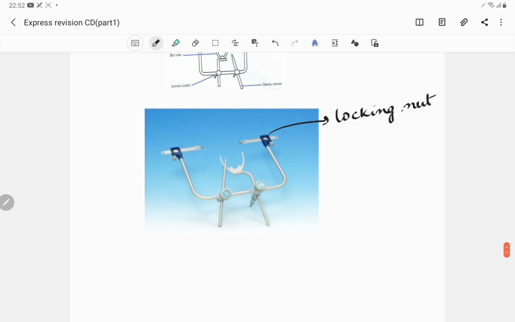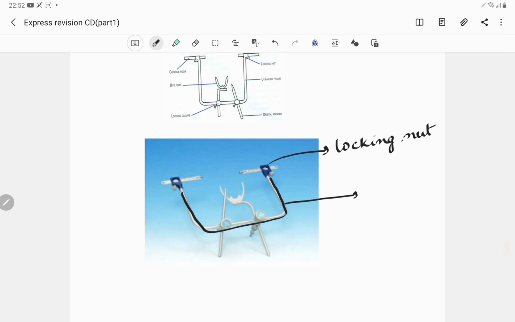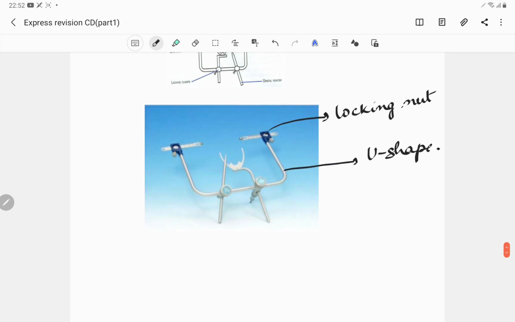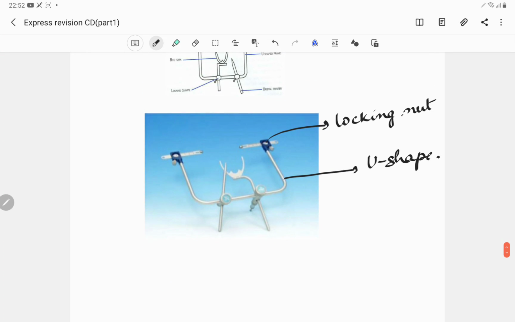Then we have got the U-shaped frame. As you can see, this is U in shape, right? So this is the U-shaped frame. Then we have got the bite fork. This is the bite fork.